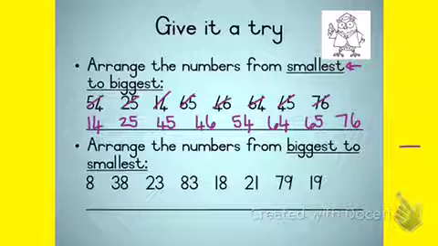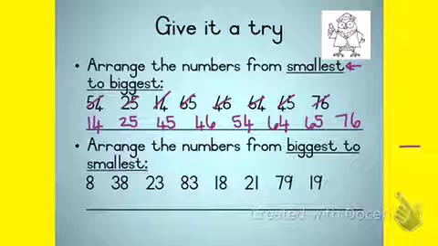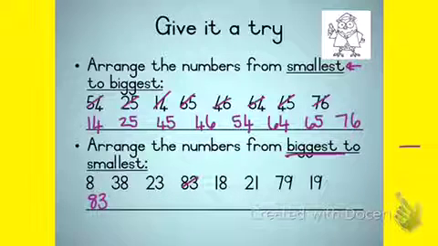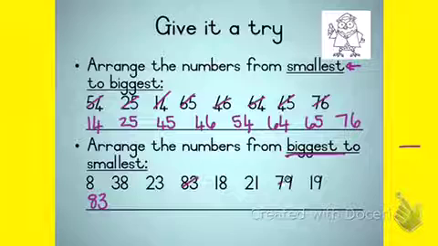76. Okay, we must remember when we're doing this not to rush, because that's when we make mistakes sometimes, when we rush. Okay, now it says arrange the numbers from biggest to smallest. So now I need to go find my biggest one first. What's my biggest one? 83, yes.